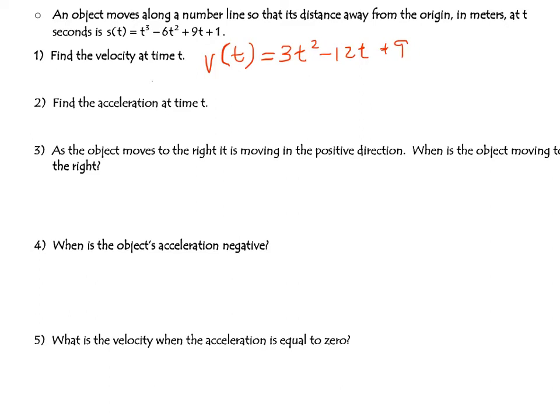Number 2 asks us to find the acceleration. So acceleration is the second derivative of position, or the derivative of velocity. So for acceleration, we take the derivative of this function here. We have 6t minus 12.